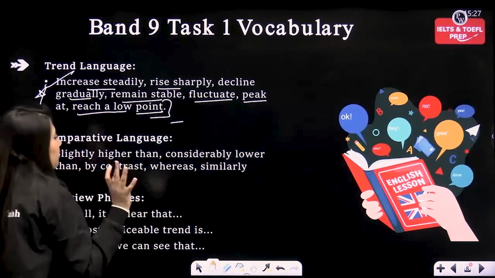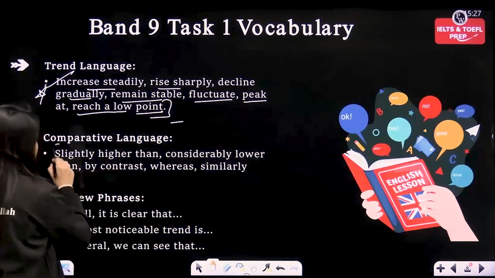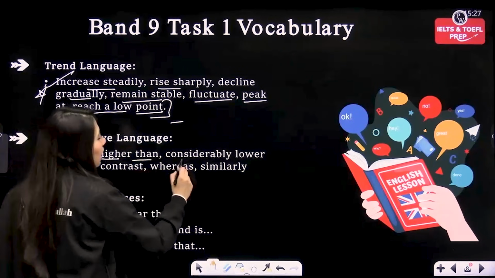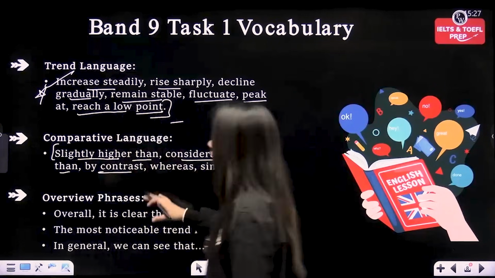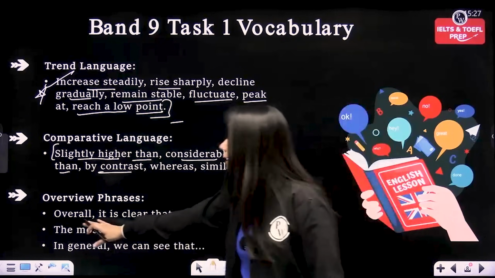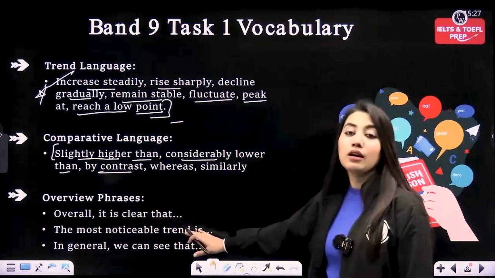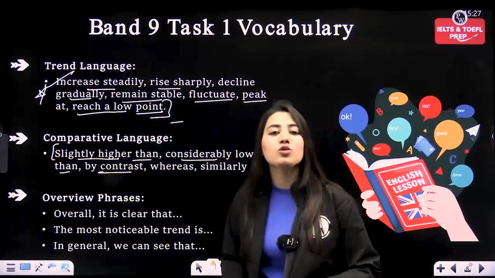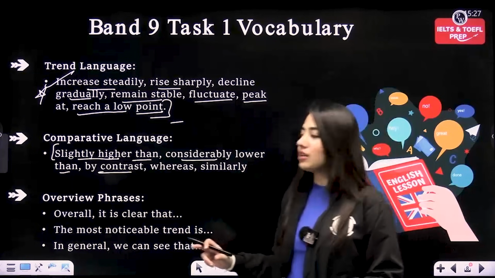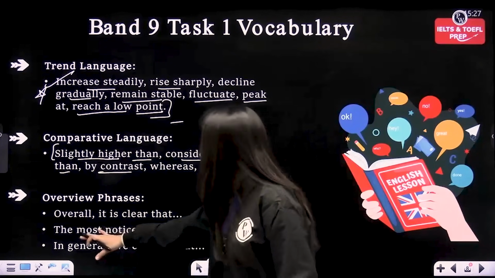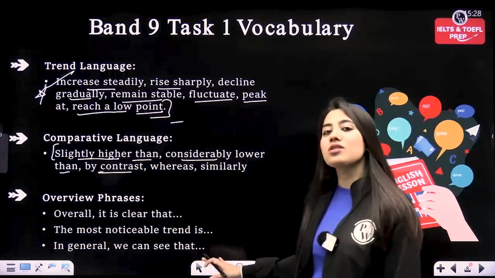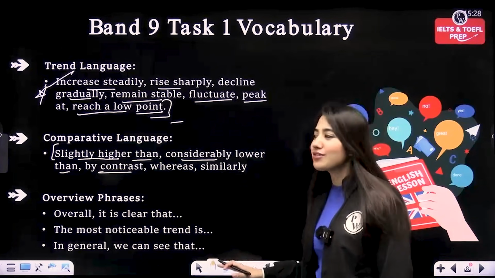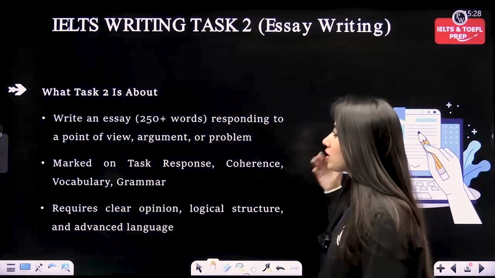Now, comparative language. What kind of language can you use? Slightly higher than, considerably lower than, by contrast, whereas, similarly. For the overview, you can start writing, overall, it is clear that. You just can't start without that statement first. Now, the most noticeable trends is, in general, we can see that. Like that, you can start writing your overview paragraph. That's about it.